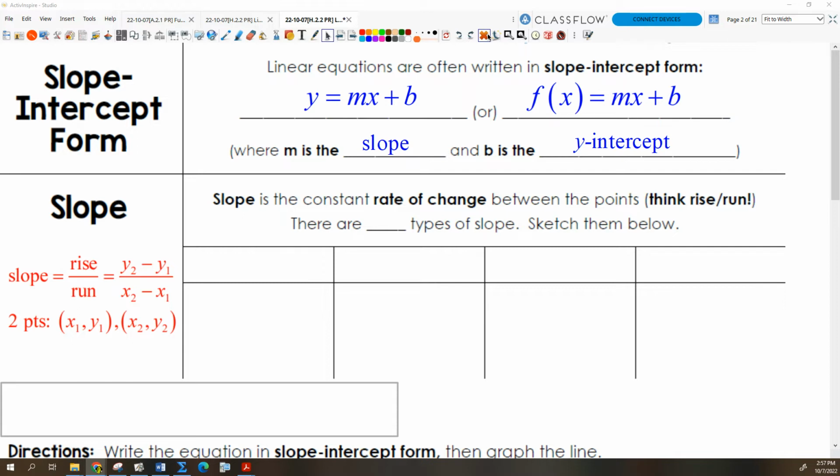So slope, it's rise over run. We say it's y2 minus y1 over x2 minus x1. Now, what do the subscripts mean? When you see an x or a y with a subscript of like 1 or 2, what it's referring to is which point are we associating it with?